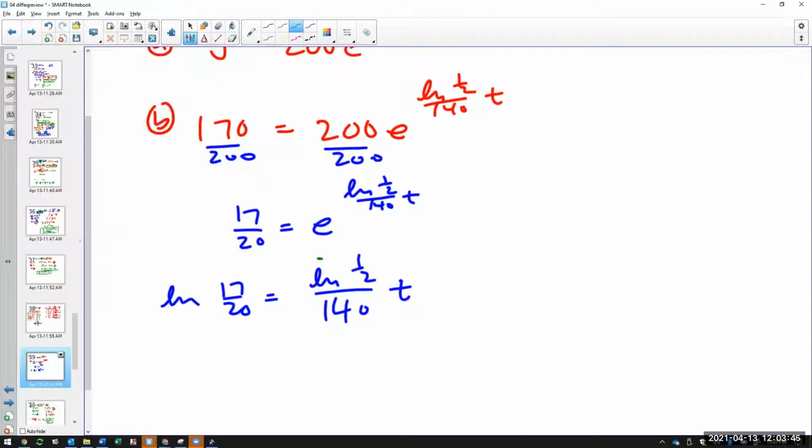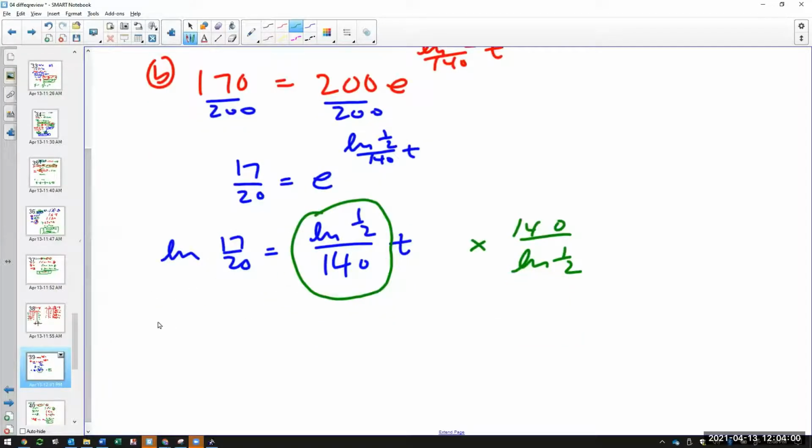So guys, what's in front of this t? Yes, yeah, so you want to get rid of this. So do you see, multiply by the opposite of this? So this would be multiplied by 140 over ln of 1/2. But you have to do it to both sides. So this left side here, you're going to say 140 over ln of 1/2 times the ln of 17 over 20 is equal to t. Do you see how that works?